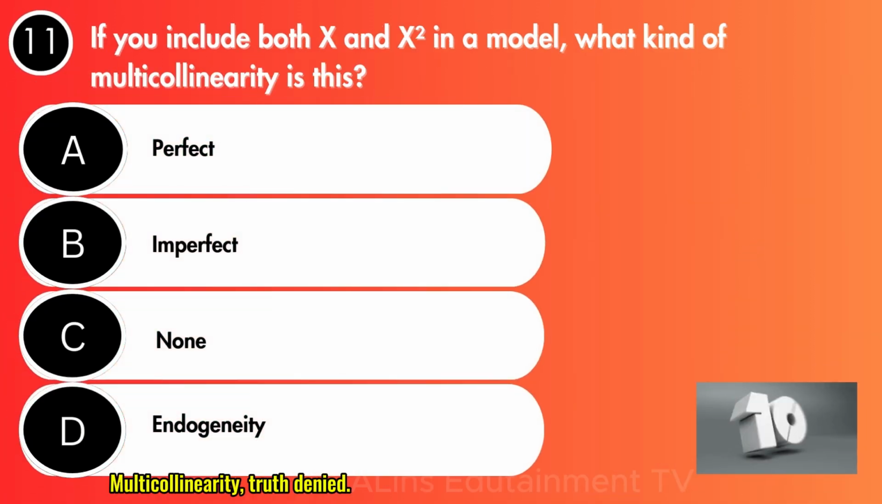Now, question 11. If you include both x and x squared in a model, what kind of multicollinearity is this?